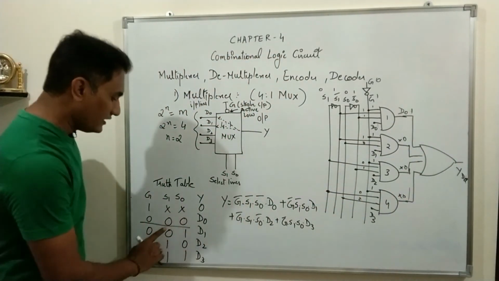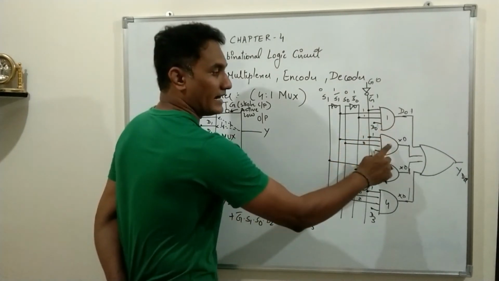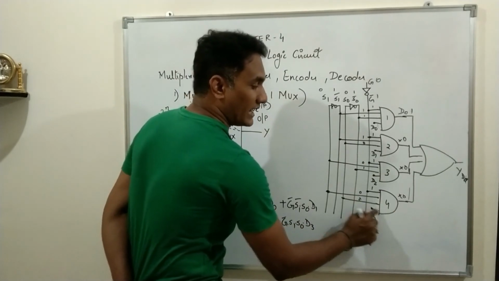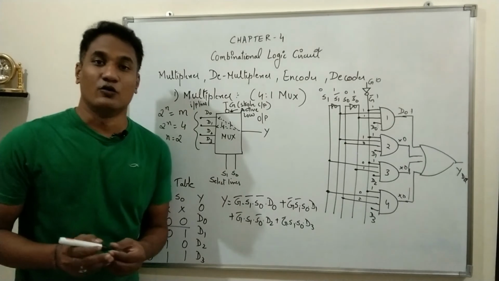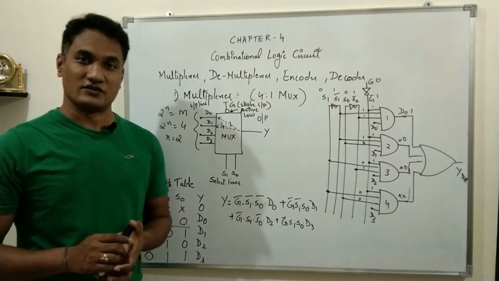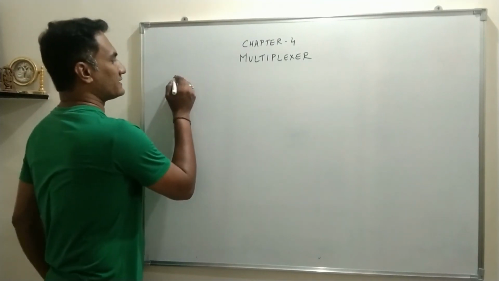Similarly, if you apply different conditions of select lines, different AND gates will be selected and data from that particular AND gate will be transferred to output Y. So this is how a multiplexer circuit works. I hope you have understood. The next circuit is demultiplexer.